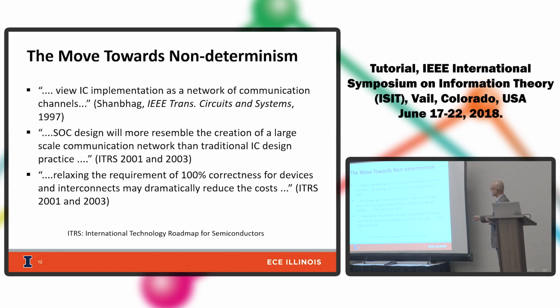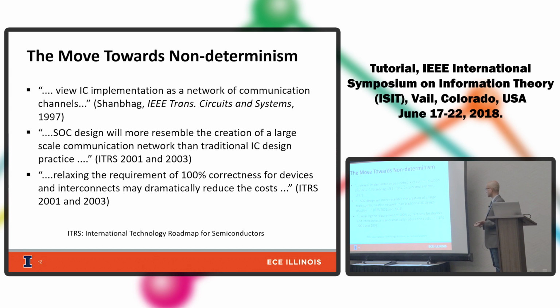And then in 2001 and 2003, the International Technology Roadmap for Semiconductors, this is a global roadmap that is published by a consortium of semiconductor companies, and it is meant to lay down the path forward. So it tells all other companies that in 5 years we need to be here in terms of device sizes, in terms of energy consumption, in terms of delay, and so on and so forth. And in those roadmaps, this is a very important roadmap, similar statements started to appear, that the design of systems on a chip will resemble the creation of a large-scale communication network.